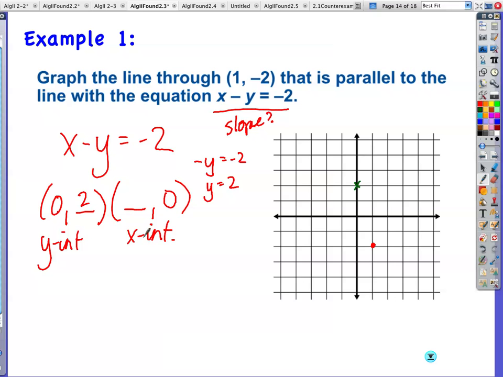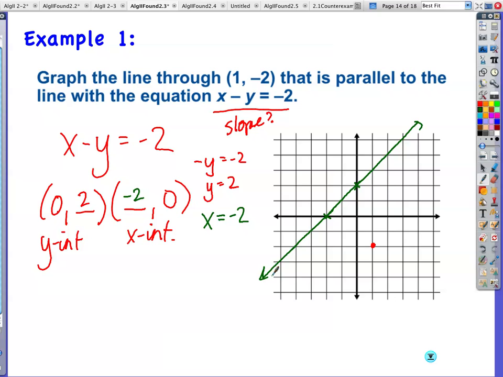I am now going to work on my x-intercept. I put 0 in for y. So I have x minus 0 equals -2. In other words, x equals -2. So I put this in here, -2, 0. Okay, this means I make a line like this through here. Okay, lovely line.